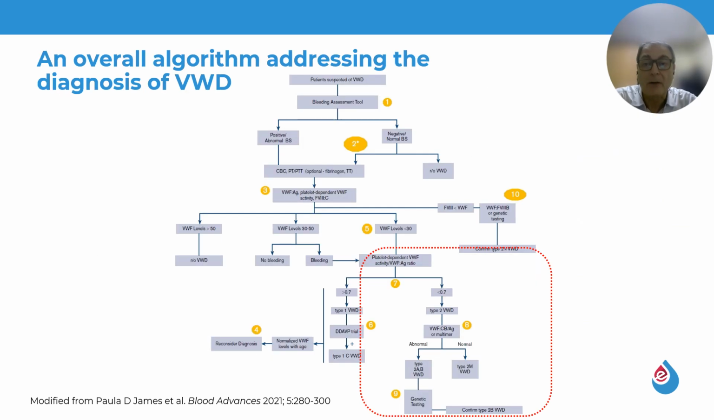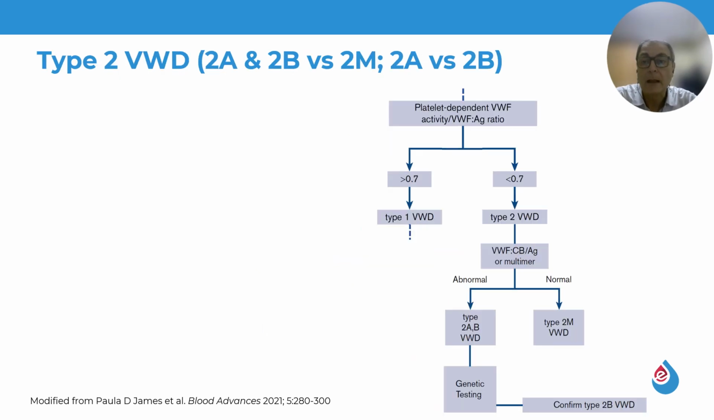The last part of the algorithm regards the diagnosis of type 2 von Willebrand disease. As mentioned earlier, the algorithm considers as type 2A, 2B, or 2M all patients with a von Willebrand factor activity to antigen ratio lower than 0.7. The panel remarks that some patients with type 2 have normal von Willebrand factor antigen and platelet-dependent von Willebrand factor activity, but a low von Willebrand factor activity antigen ratio.